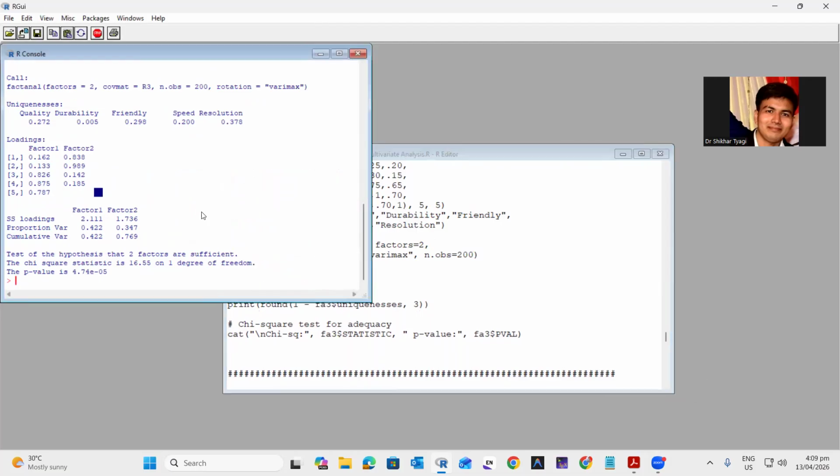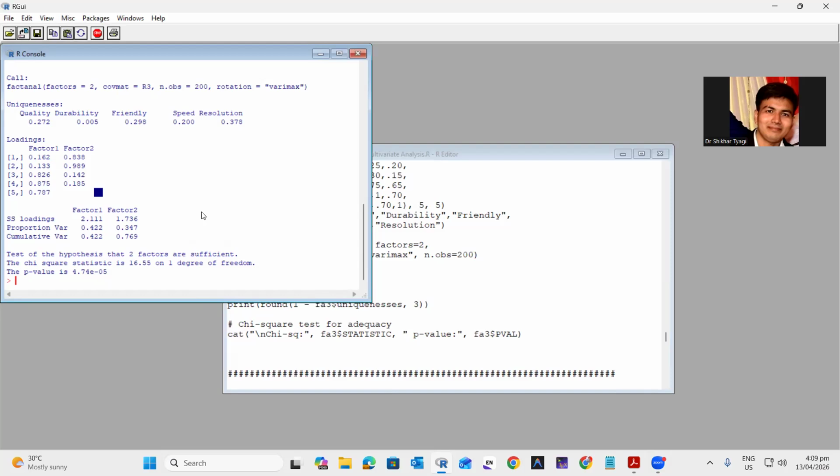So these are your outputs. Here you have the uniqueness, loadings, and factors. Uniqueness for quality is 0.272, for durability it is 0.005, for friendly it is 0.298, for speed it is 0.200, and for resolution it is 0.378. These are the proportions of the variance in each variable not explained by the common factors. The formula is uniqueness equals 1 minus communality.